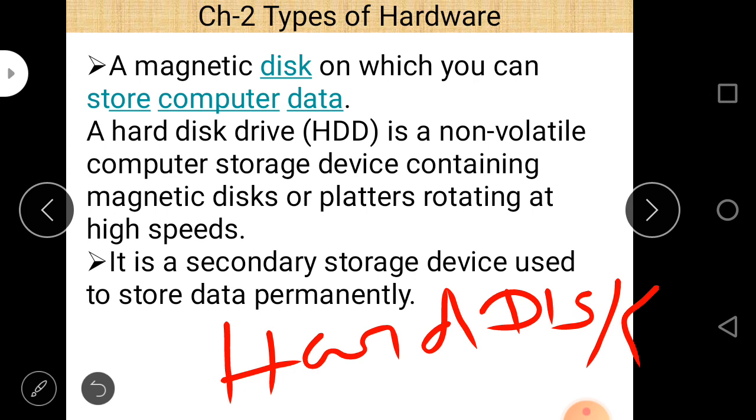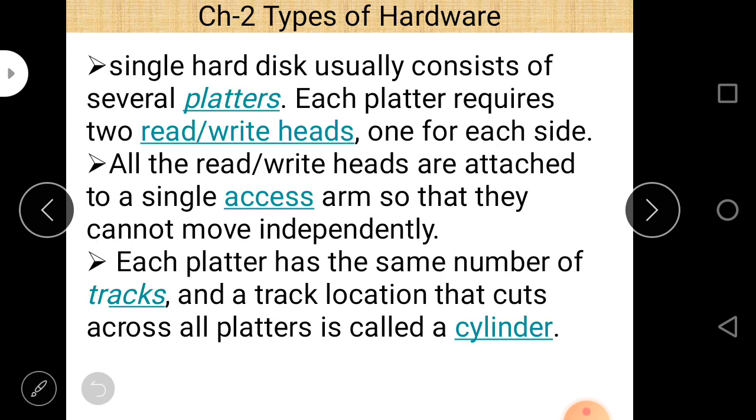Second important thing, it is a non-volatile computer storage. Obviously all secondary devices are non-volatile, so it is also non-volatile, but data is stored in this hard disk in the form of magnetic memory. And a single hard disk usually consists of several platters.